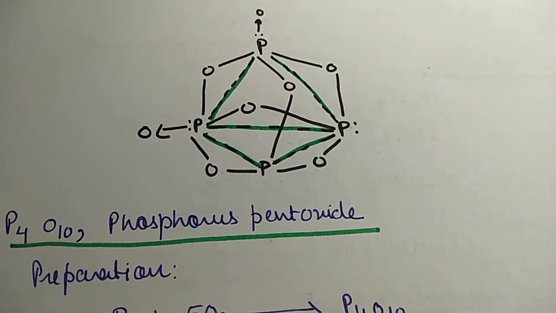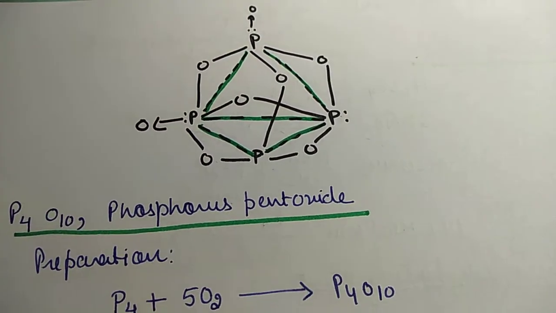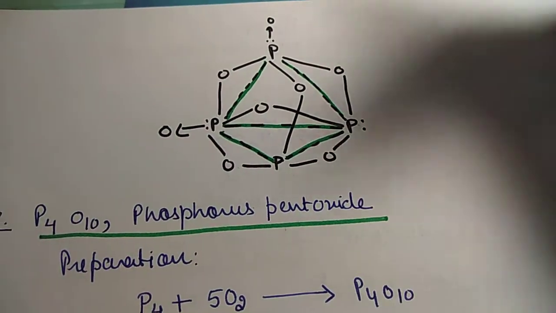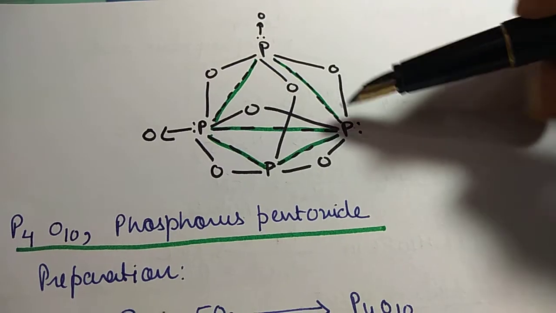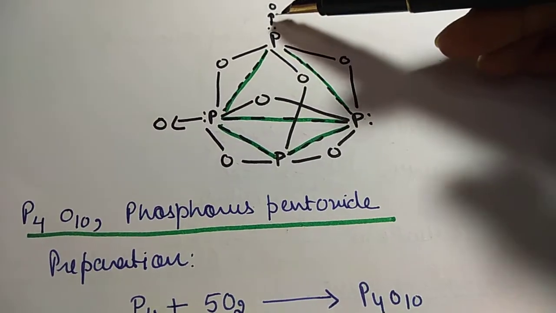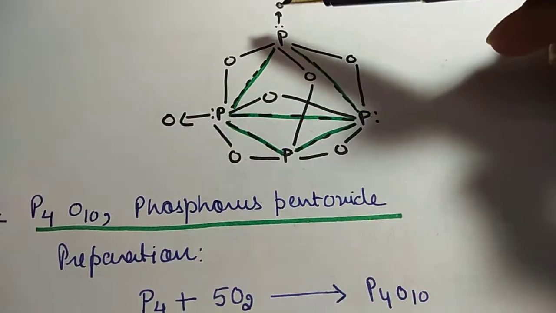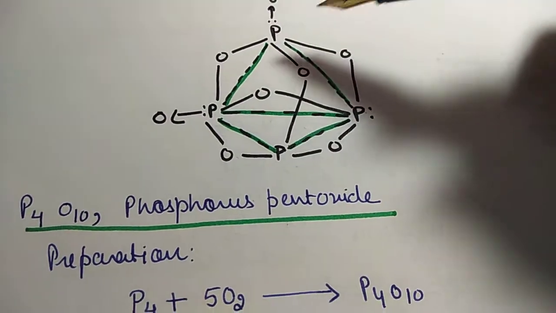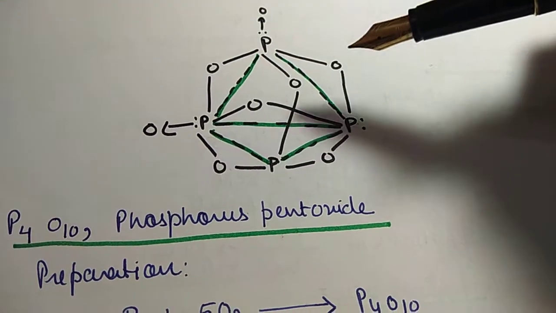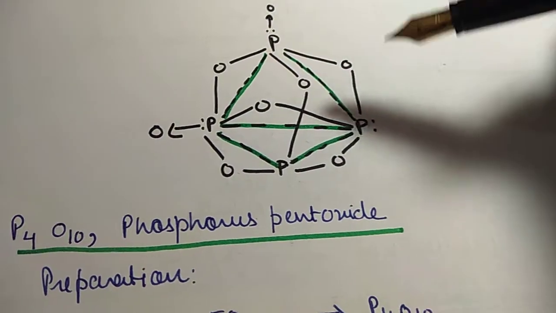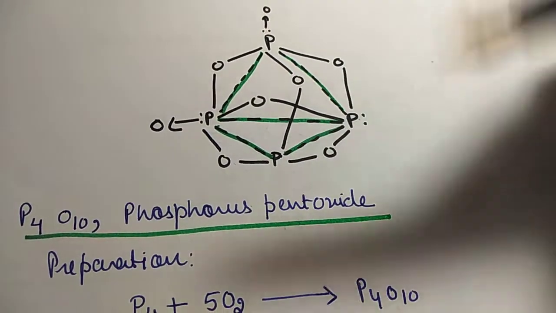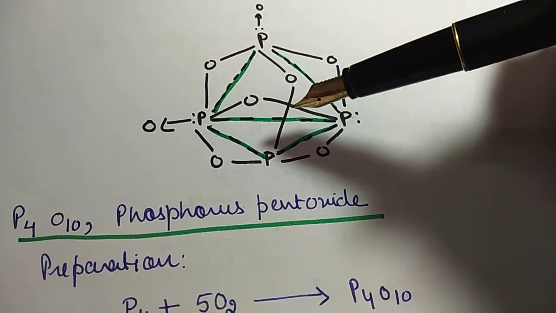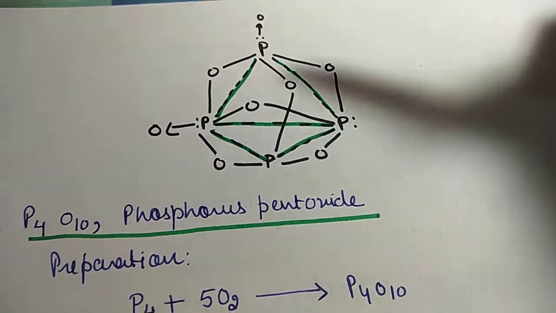So in the last lecture we studied the properties of P4O8. The structure of P4O8 I'll repeat again, because there are only two coordinated oxygens in P4O8. I think in the last video by mistake 4 oxygens have been shown, so you can correct that. Only two oxygens are there, rest is same.